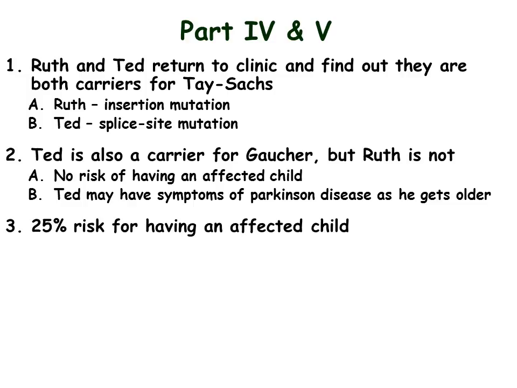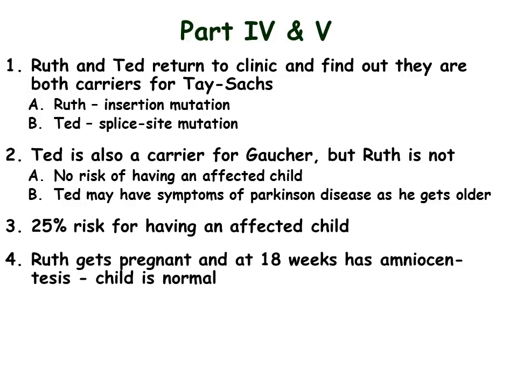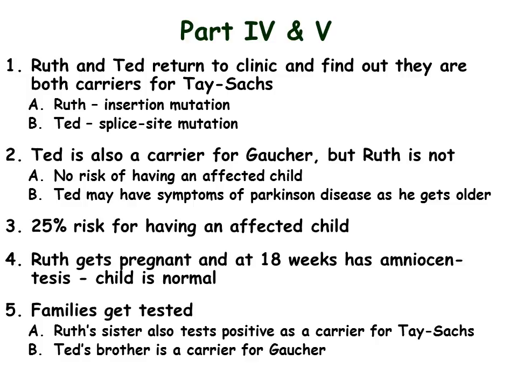So they have a 25% risk of having a child with Tay-Sachs, and that can be pretty scary. But of course they're going to have to tell this to their family too, and the family should be getting tested. But when Ruth does get pregnant, at 18 weeks, because they know about this, they have the amniocentesis and they find out the child is normal. Well, of course they're excited, and things are going to be great.